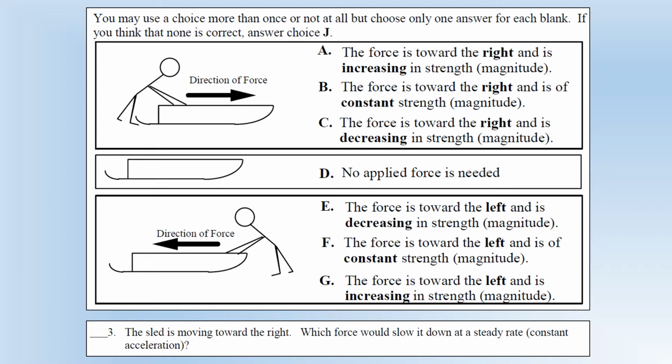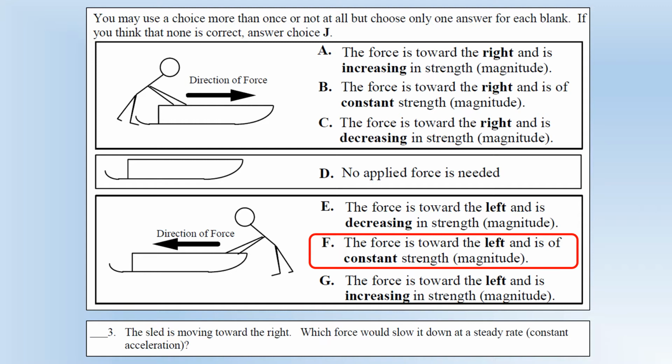Okay, so scenario 3: the sled is moving towards the right. Which force would slow it down at a steady rate? Essentially constant acceleration again. So select your answer now. All right, so let's see which we've picked. So if you're going to the right, the force must be acting to the left. That's how you're going to be slowed down. And if your acceleration is constant and constantly negative, that must mean the force is constant as well.